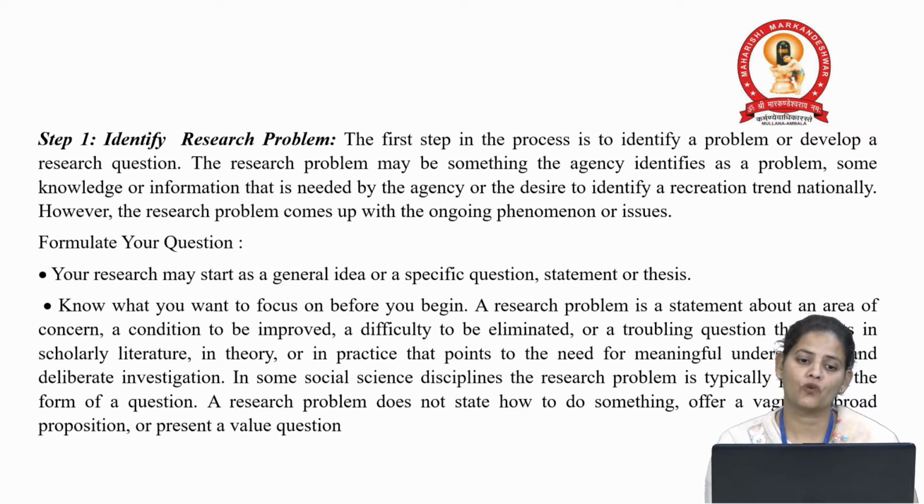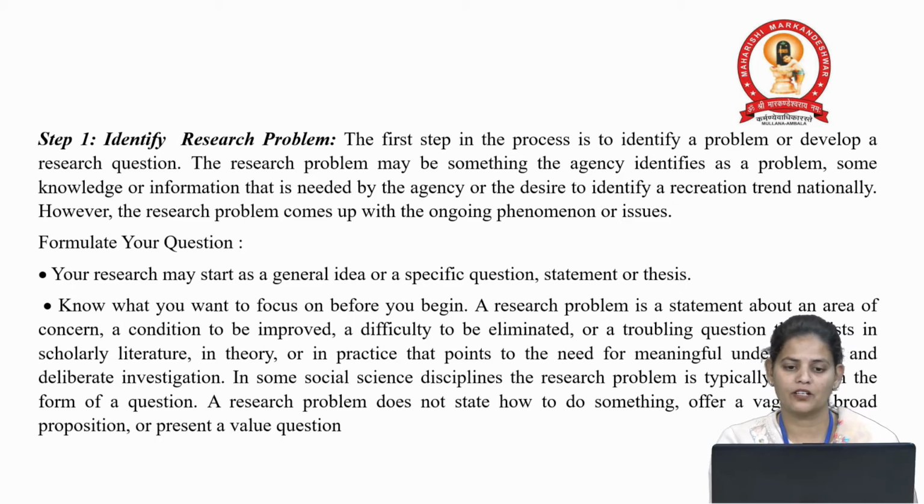In some social science disciplines, the research problem is typically posed in the form of a question. A research problem does not state how to do something, offer a vague or broad proposition, or present a value question. There may be research in social science, and there may be research in the physical sciences, meaning PCM: physics, chemistry, math. There are different criteria and different methods adopted in both types of areas. Social research is different from exact science research.